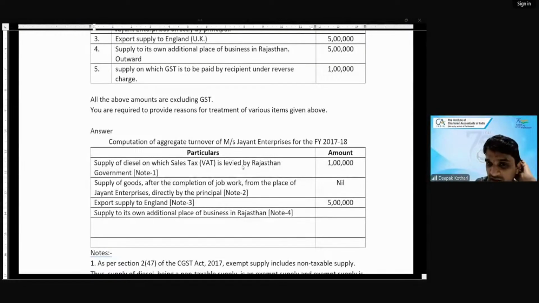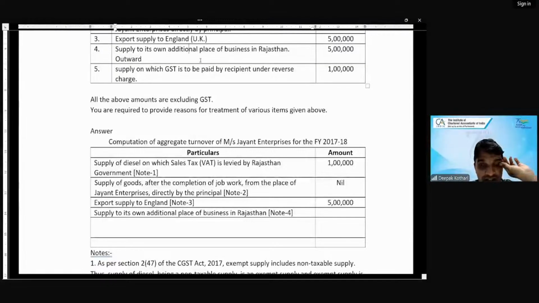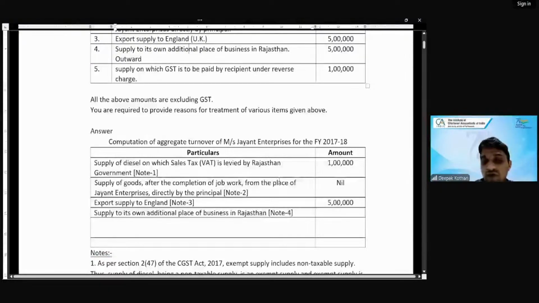It is not a distinct person when he sends goods to his own branch and it is not a separate registration. When they say supply to its own additional place of business, when will the additional place of business come? When you have not taken separate registration. When you are registered in the state of Rajasthan, having one registration and having additional place of business, that branch will be called additional place of business, which means there is single registration. So within a state, if you have single registration, any branch transfer or any supply to the other premises will not be included. So this also will not be included.